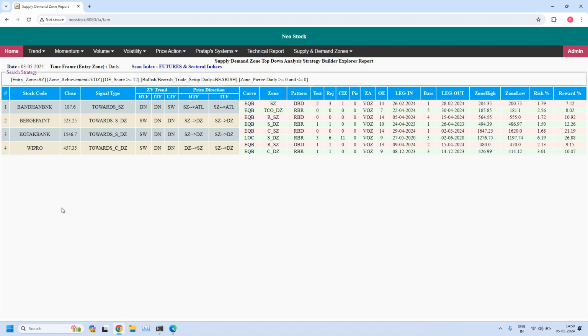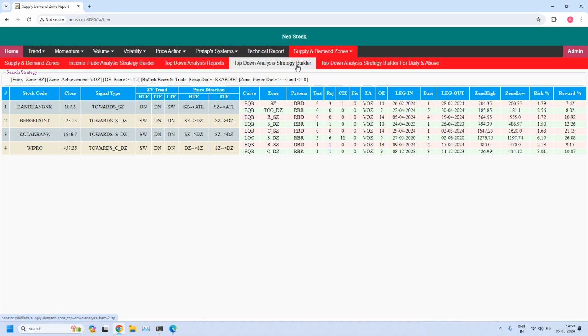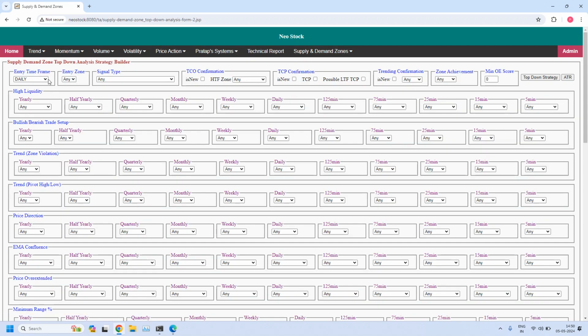Okay, now let us generate bullish and bearish trade setup for weekly income trade. For weekly income trade, entry time frame is 75 minutes. Entry zone should be demand zone for bullish trade setup. And in bullish or bearish trade setup parameter, this time in 75 minutes time frame, because this is our entry time frame, we are selecting the value bullish.